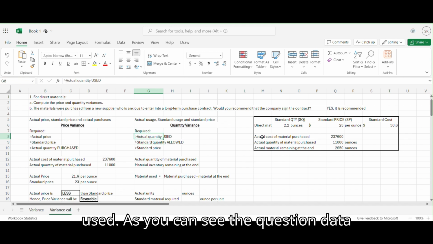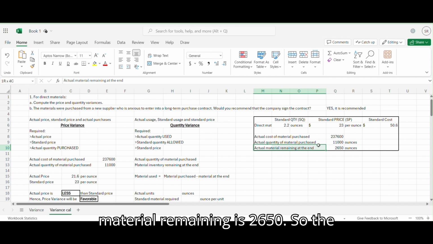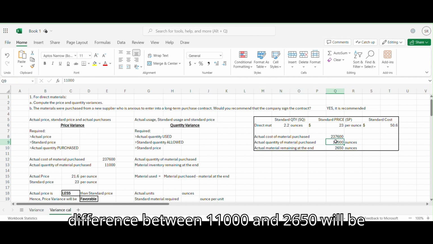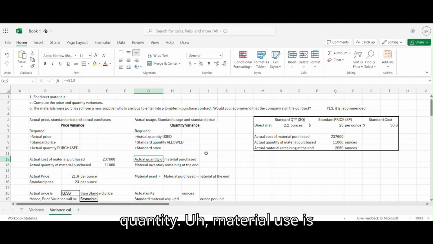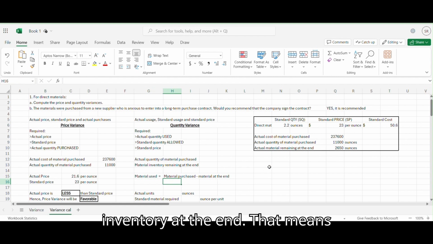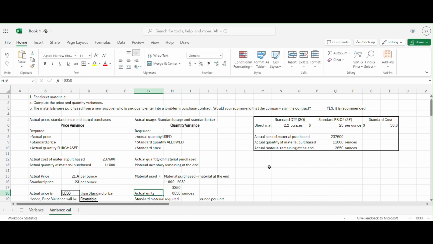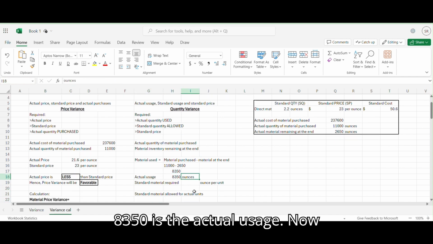As you can see, the question data states the actual quantity of material purchased is 11,000 ounces and actual material remaining is 2,650. So the difference between 11,000 and 2,650 will be the material used. Quantity of material used is equal to material purchased minus material inventory at the end. That means 11,000 minus 2,650, which is 8,350, the actual usage.